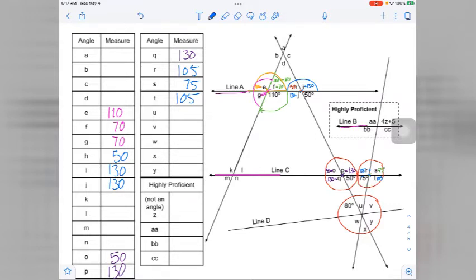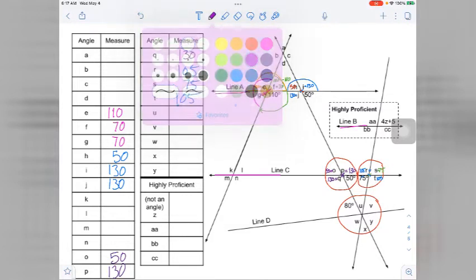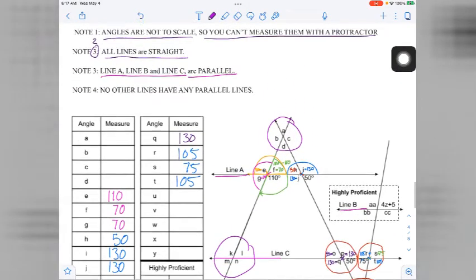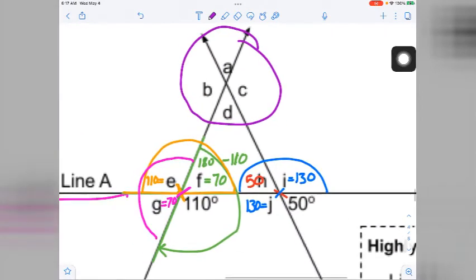And that's it. Those are all the ones that I can solve where I'm figuring out something with a vertical angle and a supplementary angle. So there are these three other intersections I still need to figure out. I still have to do A, B, C, D, J, K, L, M, N, and then U, V, W, X, Y. So I'm going to start with A.